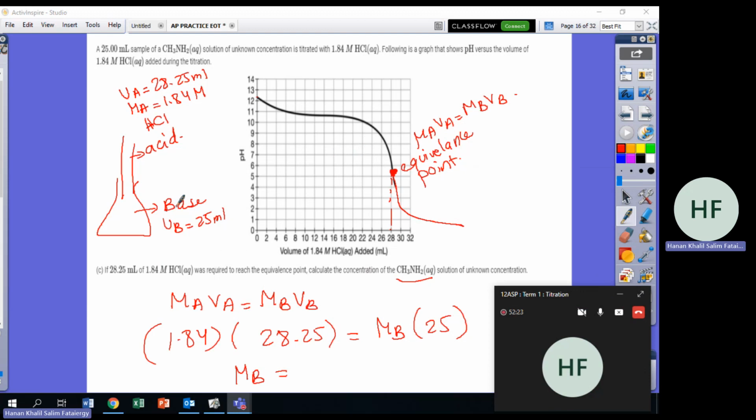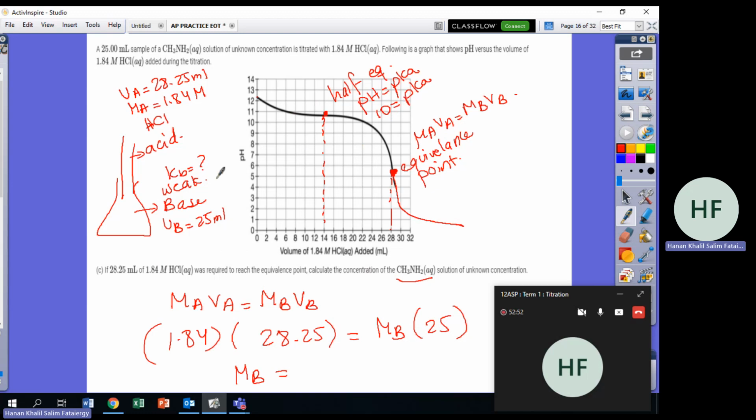Now since this base is a weak base, I need to find its Kb. In order to find the Kb I will look at the half equivalence point. So the equivalence point is at 28, half of 28 is 14. Okay, if we look at this point, I will call it half equivalence. At half equivalence pH is equal to pKa. What is the pH? The pH is 10. So 10 is equal to pKa.